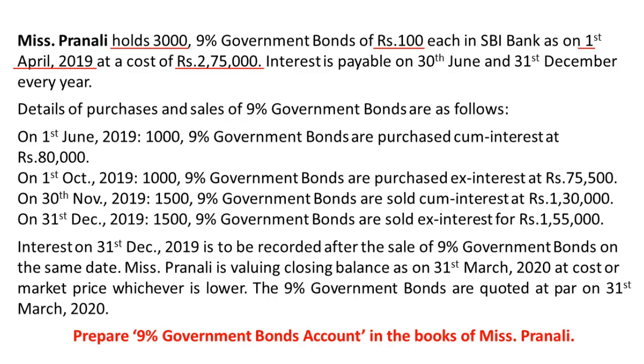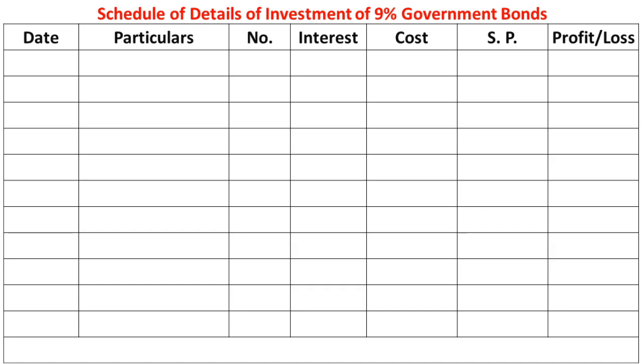First of all, we need to record this transaction in our schedule of investment which we have prepared. Let us put the date in the date column, that is 1st April 2019. It is opening balance, so we will write opening balance in particular. How many bonds are there in the opening balance? 3,000. Now we know the cost of the investment which is given in the problem, 2,75,000.